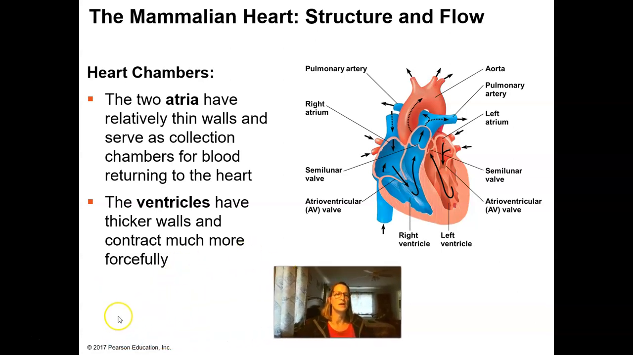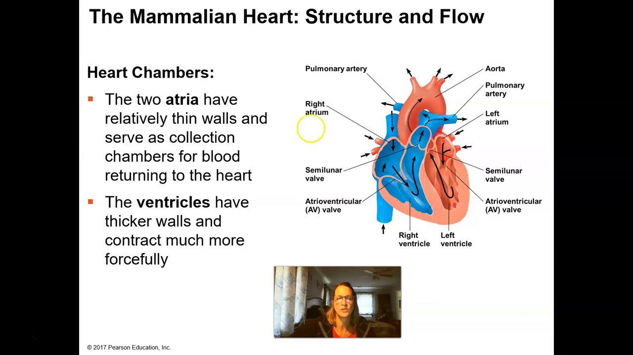As you know, there are two different types of chambers in a mammalian heart. Two atria and two ventricles. The atria are these smaller areas right here. You can't really see the left atrium very well. It's right here, I guess. And the atria are where the blood enters the heart, and so they serve as the collection chambers for the blood. So the blood is always returning to the heart into the atria.